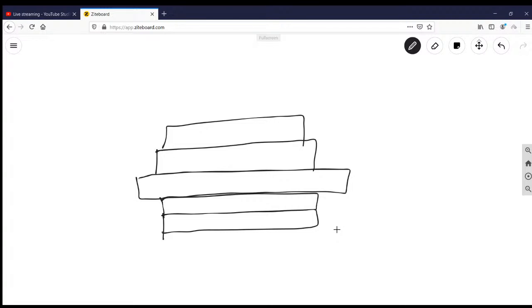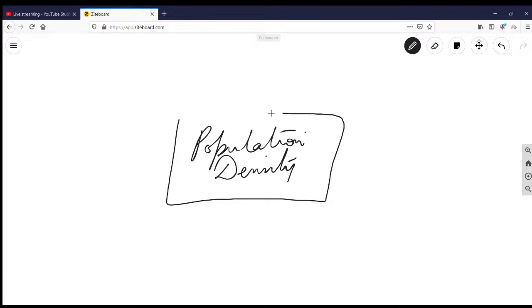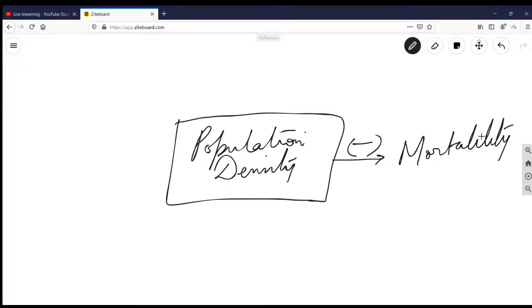So if you want to measure the four basic processes that affect the population density of an area as a whole, I can draw a simple flow chart. Like if I put population density at the center, okay. So minus means it will reduce population density. What factor will reduce? Mortality.